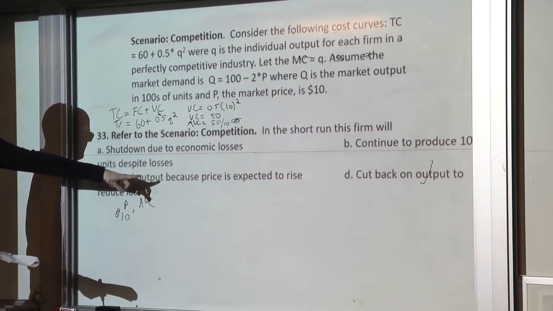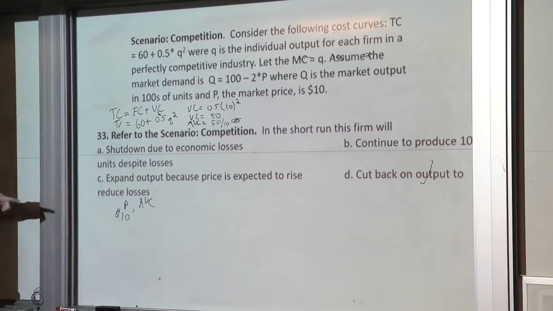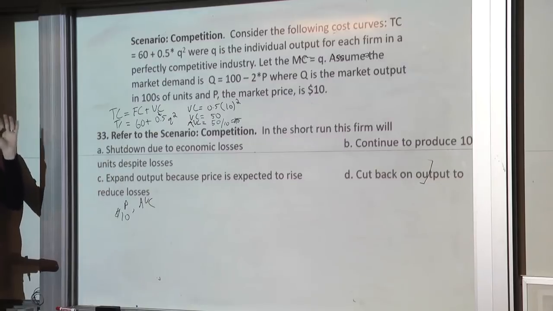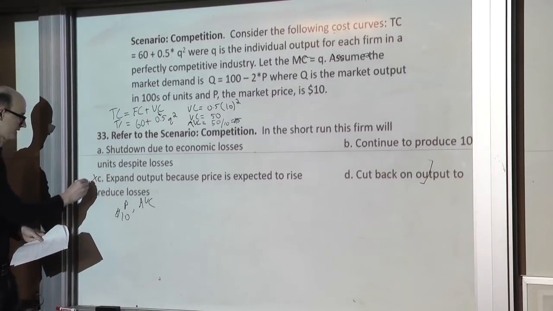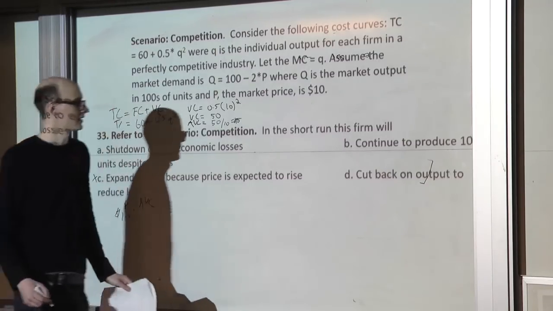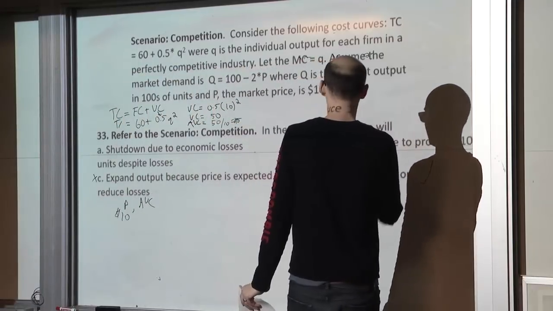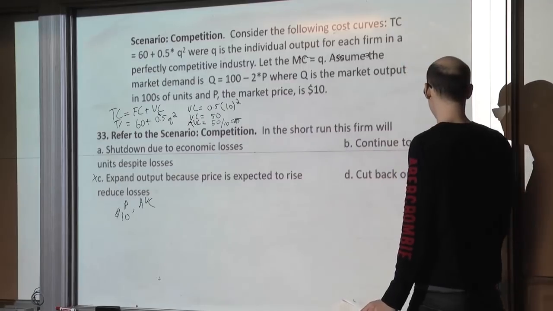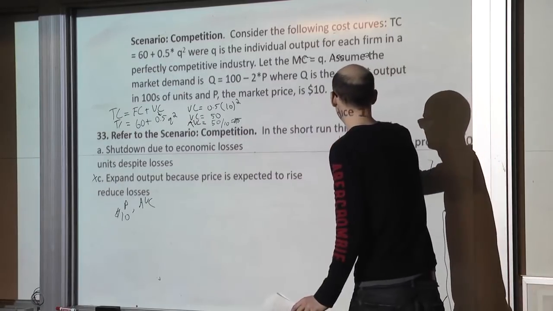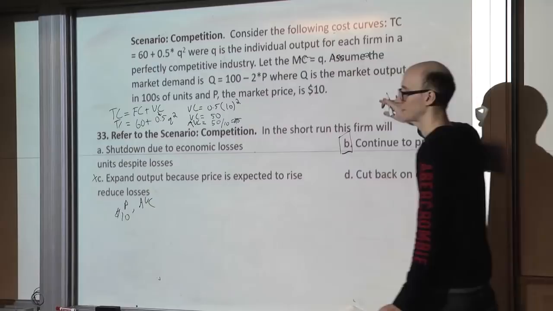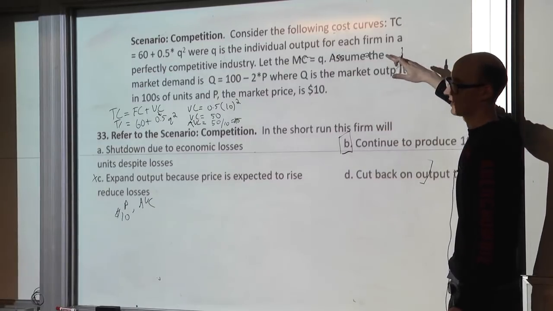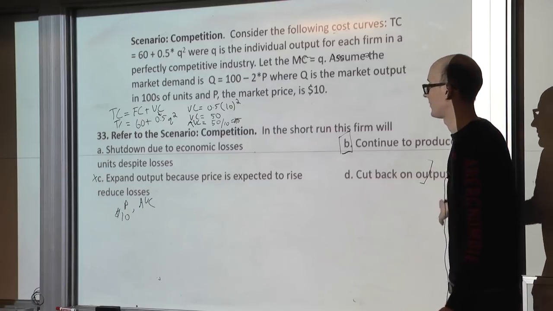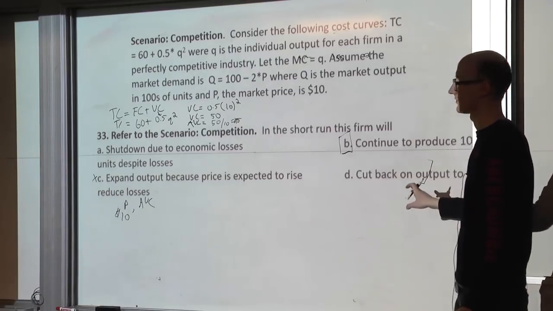C, expand output because price is expected to rise to reduce losses. We have nothing here to say whether the price will rise or fall. So for now, we're going to skip that. And then B is continue to produce 10 units despite losses. Yes, because we're not shutting down. We're just going to continue to produce where marginal cost equals the price, which is 10 units. We're not going to cut back on output to reduce losses.